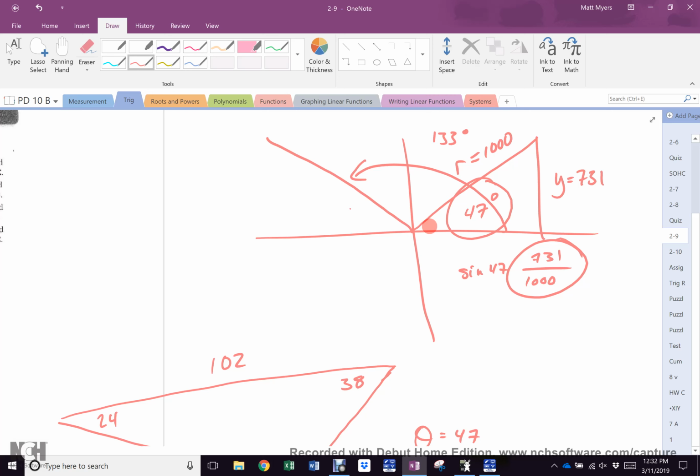It's hurtful. But everybody, you see what I mean, right? Yes. If you get an impossible situation, stop and think about it. Right? Oh yeah. 47, there's another angle that has that same sine. It's 133. Does that work? Oh, it does? Okay. Everybody good?